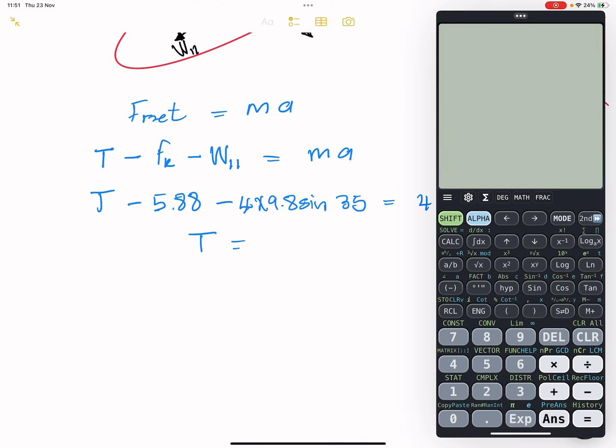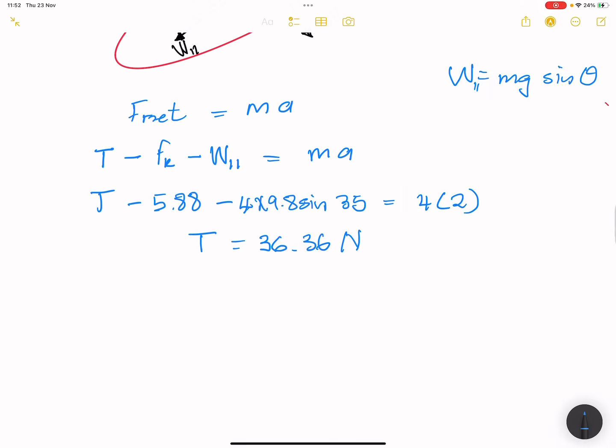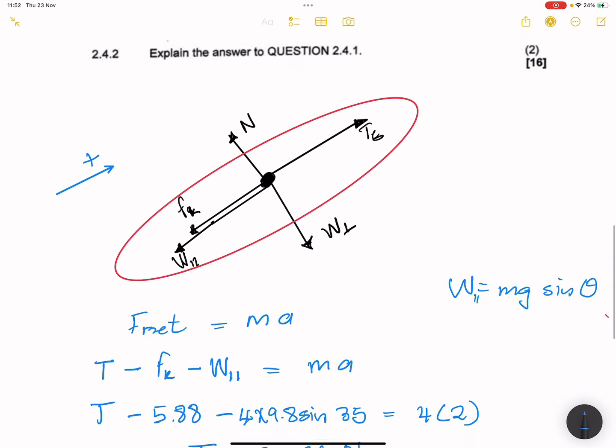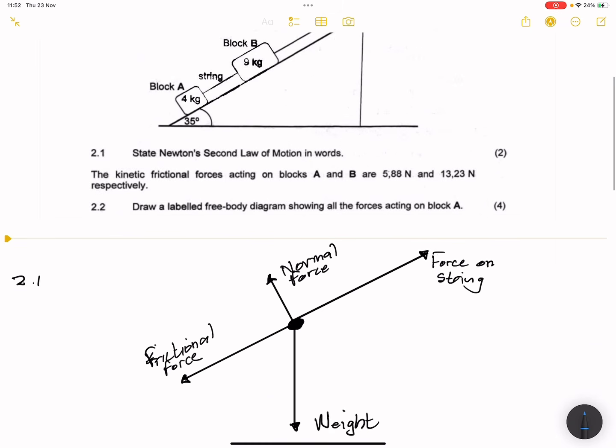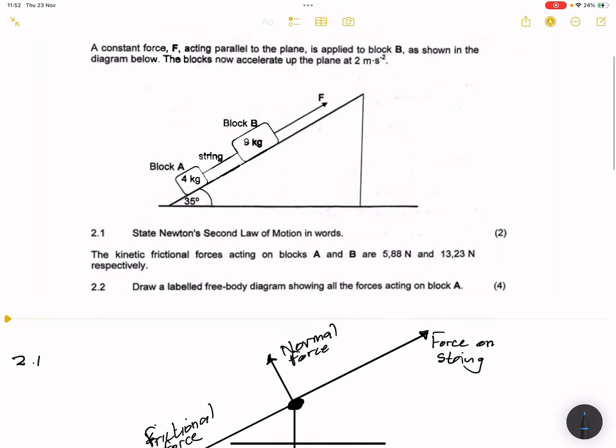Okay, let's start this afresh. So this is going to be 5.88 plus 4 times 9.8, the sine of 35, plus 4 times 2. All right, there we go. Got 36.36 newtons, and that is our tension, having used body A. All right, so in this case, let's go to the next one.